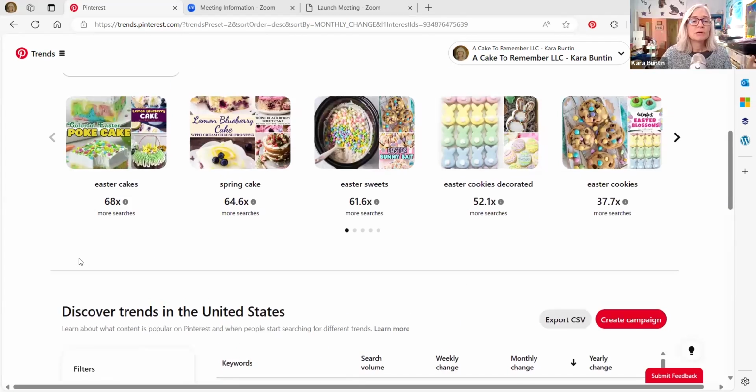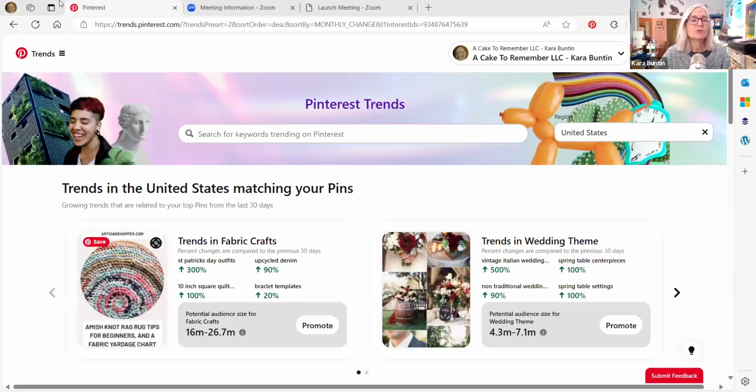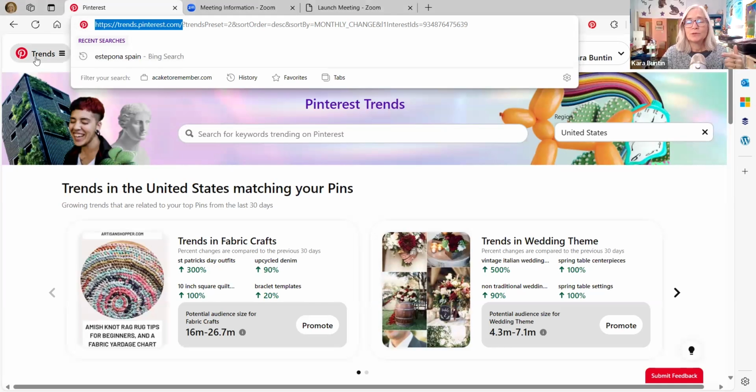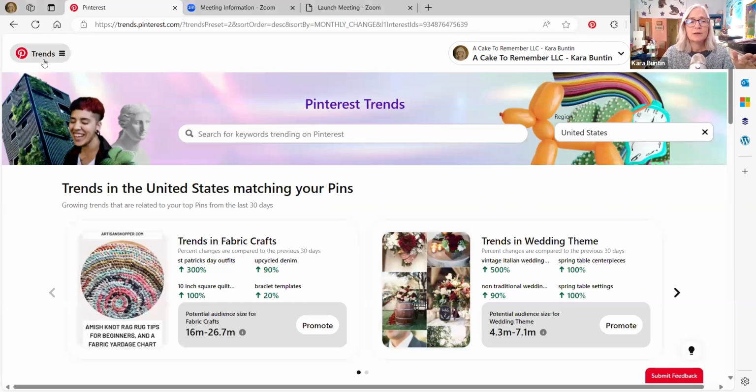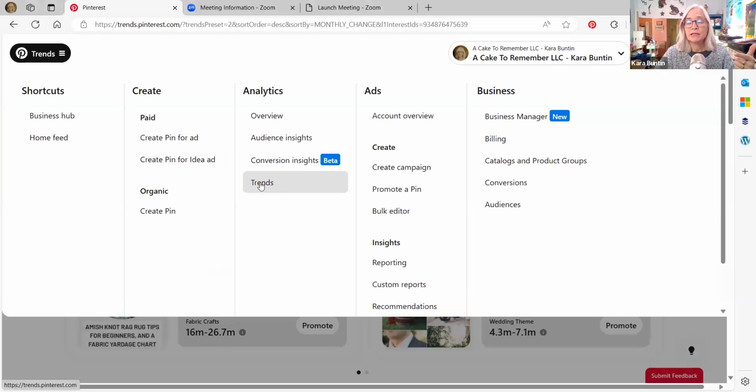Then this can actually tell you what kinds of things you should be advertising now because that's what people are looking for now. So let's go over to Pinterest and the benefits of using Pinterest trends, which you're going to find at trends.pinterest.com, or you could go to, and this is on desktop, the business manager, this little tab up at the top here will have the trends under the analytics section.